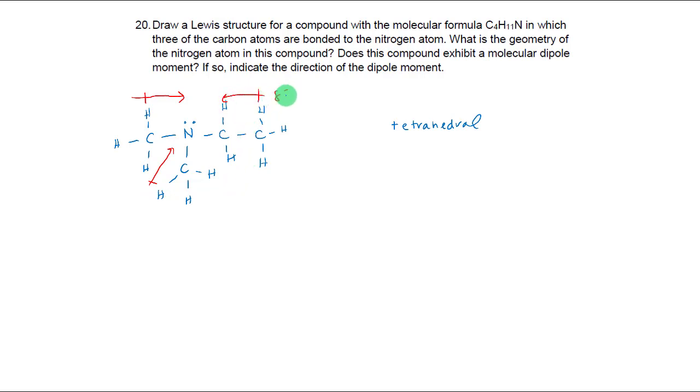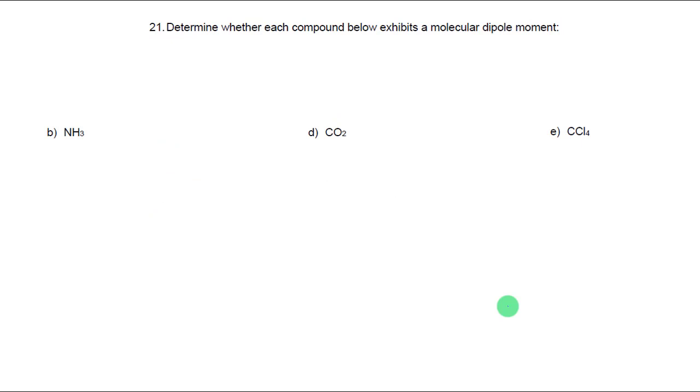Where these are partially negative. I'm sorry, positive. Partially positive. And so your overall net dipole is in this direction. So we're looking to determine if these have a net dipole. Ammonia does. That would be in this direction.